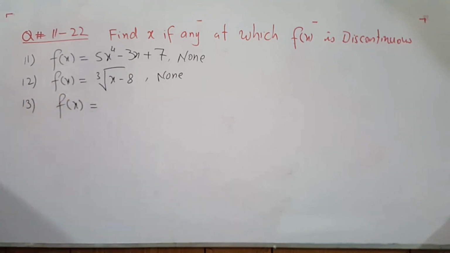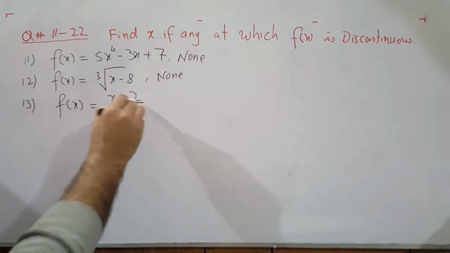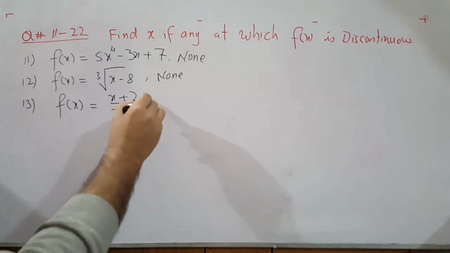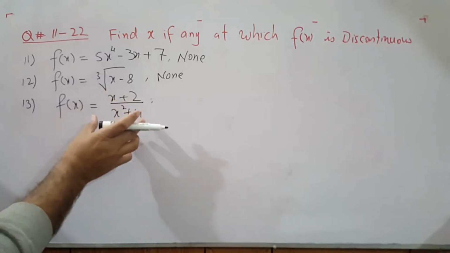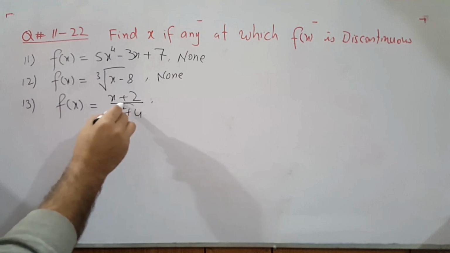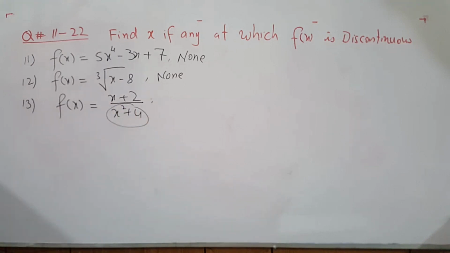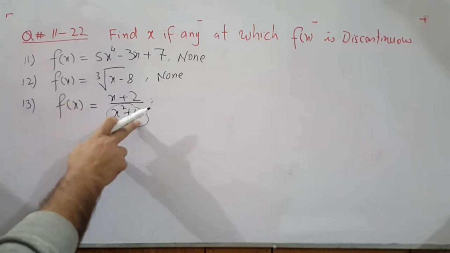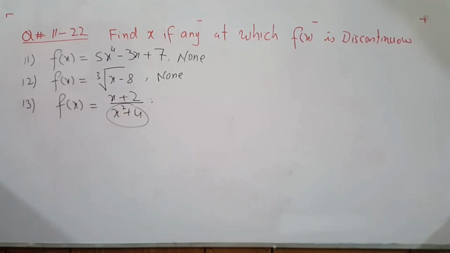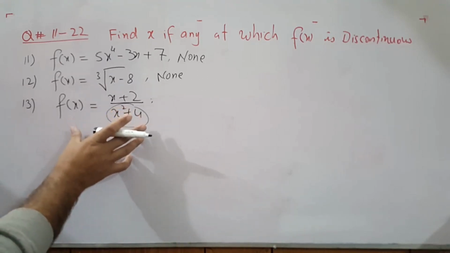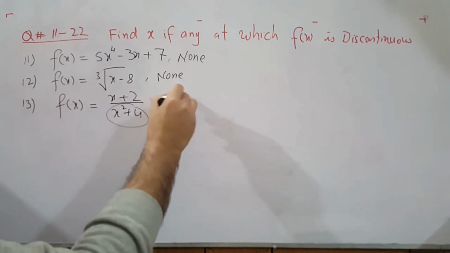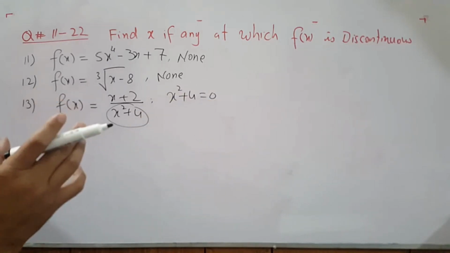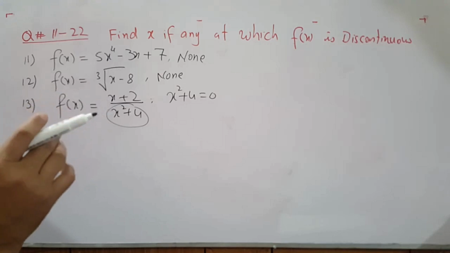For 13, we have x plus 2 divided by x squared plus 4. In short, if you have a function of this form, whatever is in the denominator should not be 0. All those points at which the denominator is 0 would be the discontinuous points. If you are given a function of this type, you put the denominator equal to 0 and find all the values of x, and at all those values of x, the function would be discontinuous.